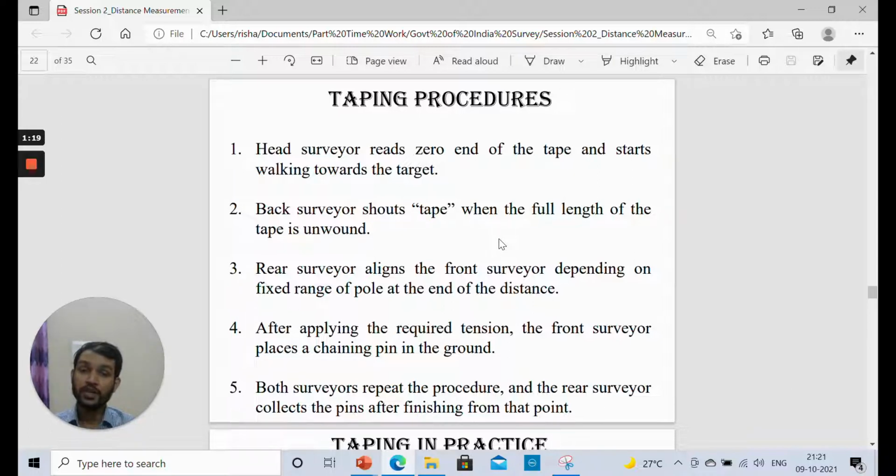Ranging poles we need to locate, and we need to see whether that point which is being marked in the ground at center is perfectly in line of sight with that point or not. Okay, so the rear surveyor guides the front surveyor. Thereafter, when he is locating the point, we need to check that full tension force should be applied. Full tension means that the tension force of 50 Newton that we are looking for should be applied, and the front surveyor thereafter, with the help of a chaining pin, can locate that particular point on the ground.